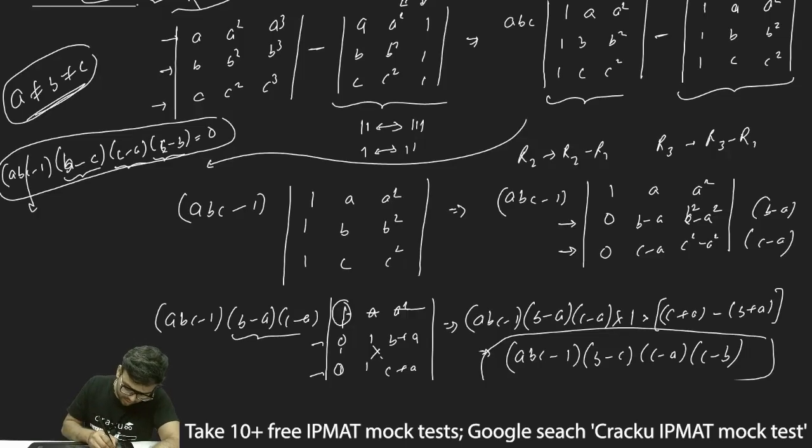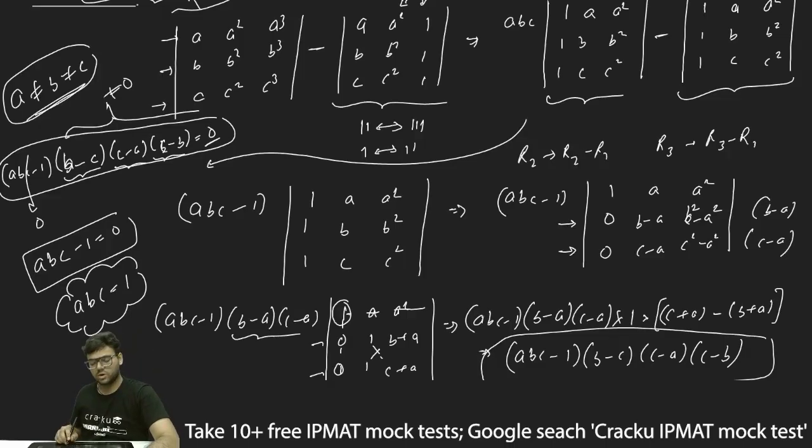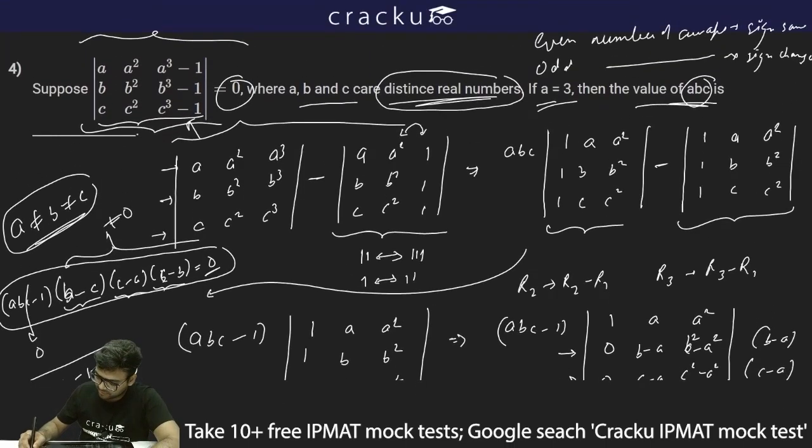So only this particular thing, which is abc minus 1, can be 0. So I'll write abc minus 1 is equal to 0 is the only possibility, because none of these three can be equal to 0: b minus a, c minus a, or c minus b. And thus abc minus 1 should be equal to 0, because my right hand side is 0. And therefore I can write abc is equal to 1. Now this is the value which we needed to find out, which was the value of abc. So the value of abc is 1.